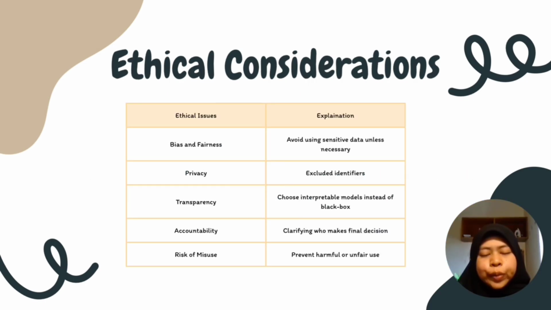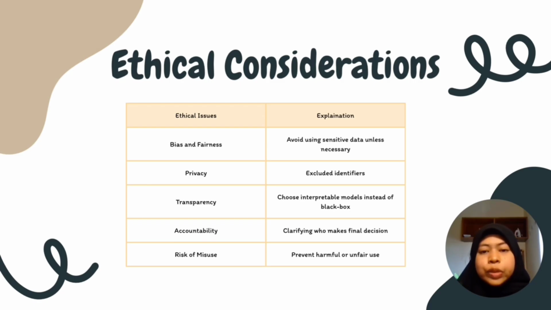When implementing a predictive model in education, it's important to consider ethical risks and responsible use. We have identified several potential challenges and planned ways to address them. The first one is bias and fairness. We avoid using sensitive data such as gender and family income. This data was either excluded or analyzed separately to avoid discrimination. We aim to use only academic-related features such as attendance and exam scores to ensure fairness in our model.